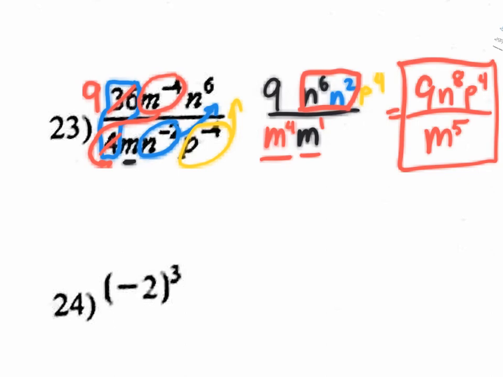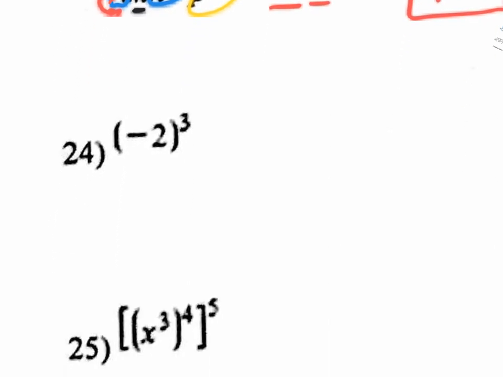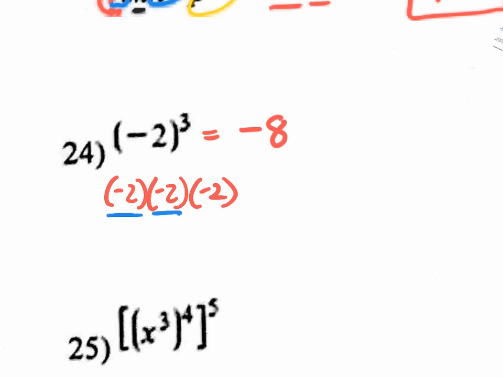Moving on, number 24. What's the answer to that one? Are you sure it's negative? Yes. It's negative 8. It is. Now think about this. Negative is included in the parentheses. It's an odd number. So if you wanted to, you could expand it 3 times. But we know that a negative times a negative is a positive, and then a positive times a negative is going to take you back to a negative.